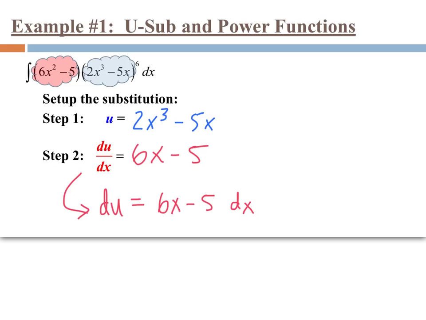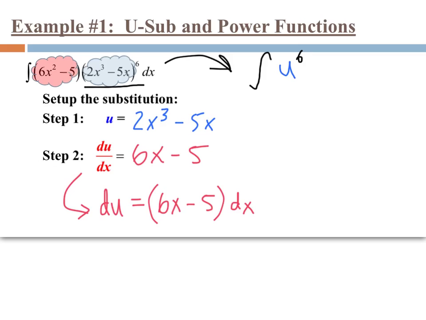So now comes the point in which we want to try to solve for this integral by first substituting out the pieces we need. So let's take a look at our integral rewritten using our substitution. So first of all, let's start with the 2x cubed minus 5x, the quantity raised to the 6th power. Well, since 2x cubed minus 5x could be substituted with a u, then I'm going to really write this as u to the 6th power. Notice how much easier that looks now?